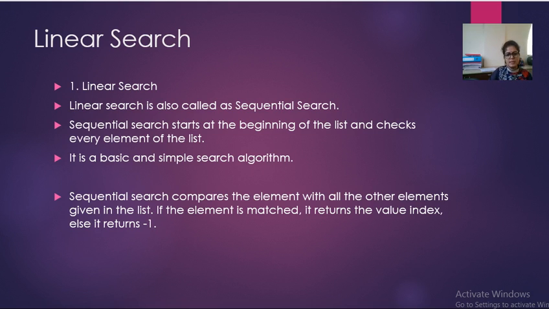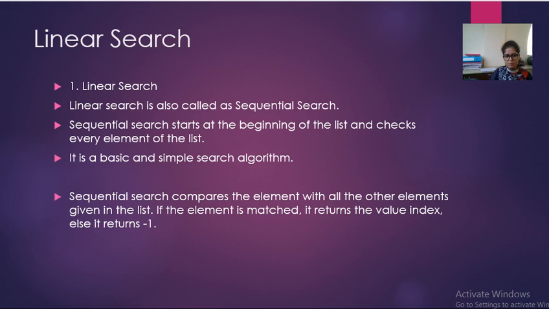Sequential search starts at the beginning of the list. We always have to start from the beginning of the list. We cannot start from the middle of the list or any other element of the list. We always have to start from the beginning and check every element of the list in sequential order. So that is linear search. It is a very basic and simple algorithm.